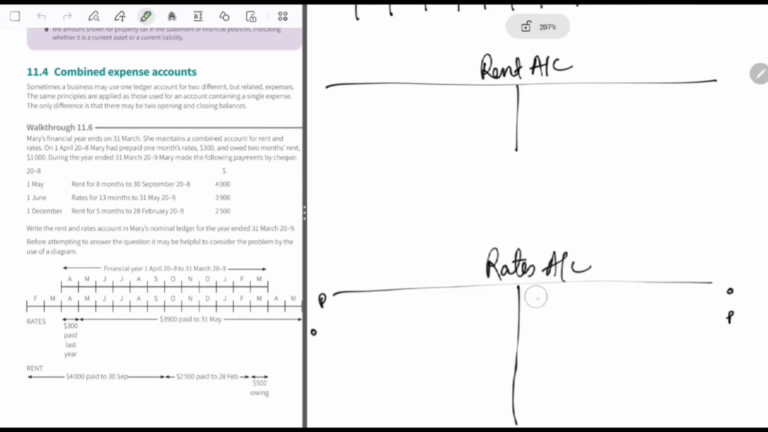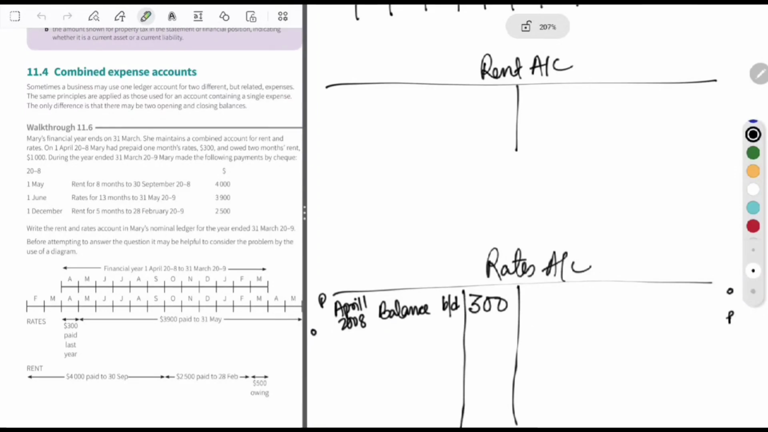Here we write down 1st April 2008. Is it prepaid? Yes, it is prepaid, so it will be on the debit side. Here we write down April 1, 2008, balance brought down. What is the amount of rates? It is $300. Okay, a very rough diagram of the rates account, $300.